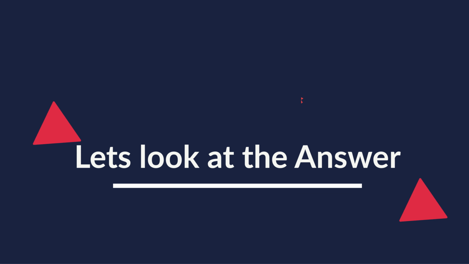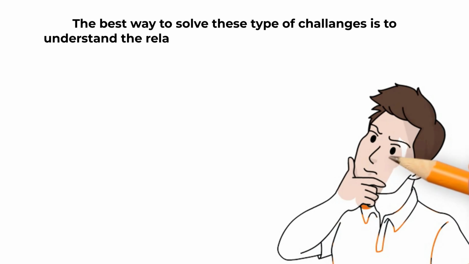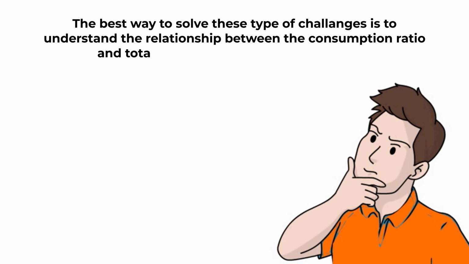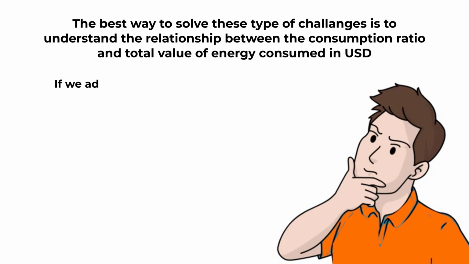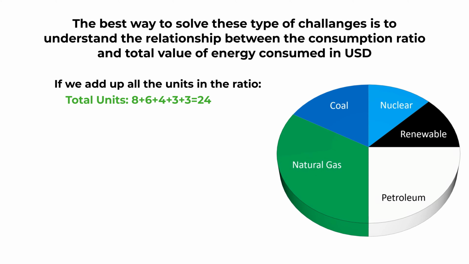The best way to solve these types of challenges is to understand the relationship between the consumption ratio and total value of energy consumed in US dollars. If we add up all the units in the ratio, we will get to the sum of 24, because 8 plus 6 plus 4 plus 3 plus 3 equals 24.